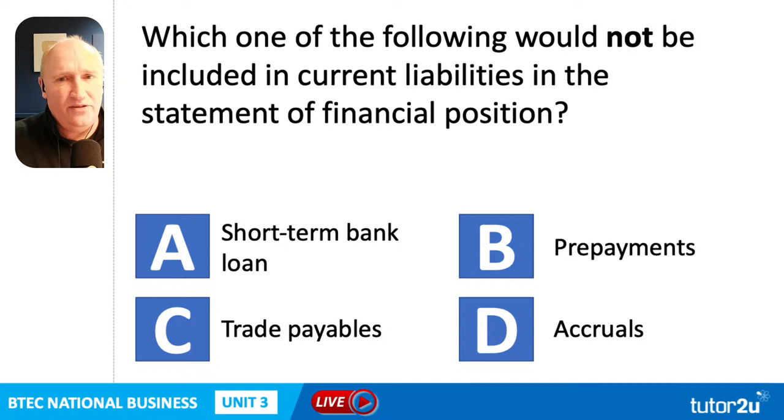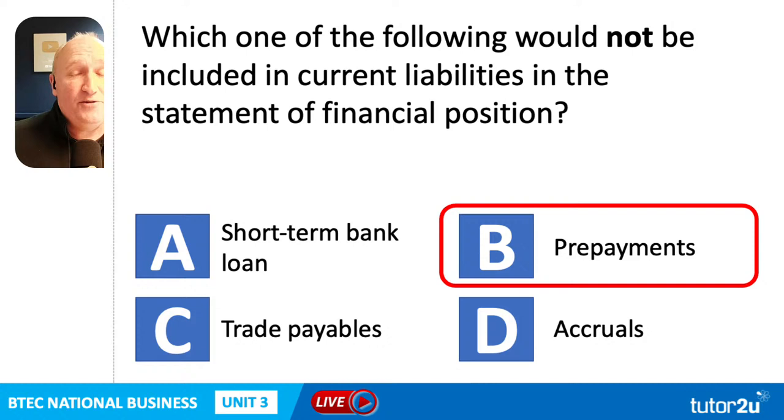Well, the only one that would not be included in current liabilities is prepayments. Why is that? Because a prepayment is a current asset. It's a value to the business. It's where we pay for things in advance, future benefits. Whereas all the other three, short-term bank loan, it could be a bank overdraft, trade payables, amounts that we owe to our suppliers, and accruals, that's where we make an adjustment to reflect the fact that we may owe somebody some money for a cost. Those are all current liabilities, whereas prepayments is not.